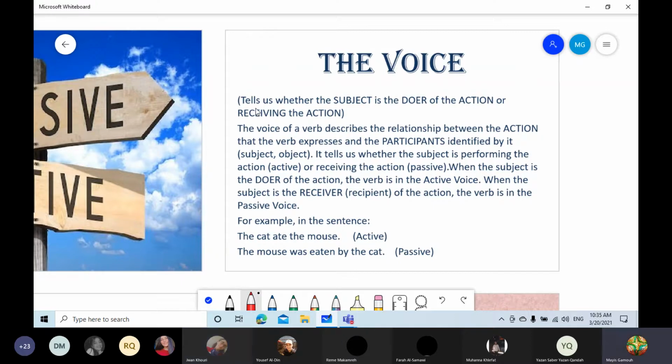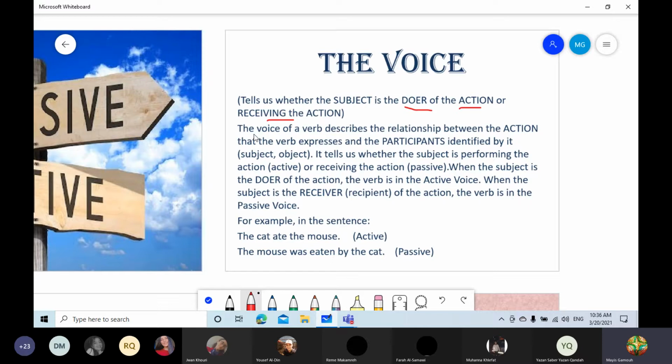Thank you, dear. All right, let's go back to the definition of the word voice, in order to understand it, and then we will proceed with our main lesson, which is the passive voice. Here, we say the voice tells us whether the subject is the doer of the action or receiving the action. What do I mean by that? The English sentence consists of the subject, the verb, and the object. The subject here is the doer of the action. The action is the verb in our sentence, and the receiving of the action is our object. So the subject is the doer, the verb is the action itself, and the object is the thing or the person who is receiving the action.